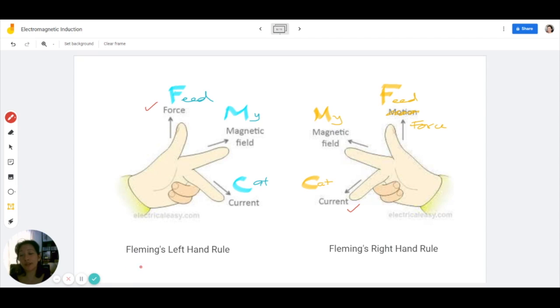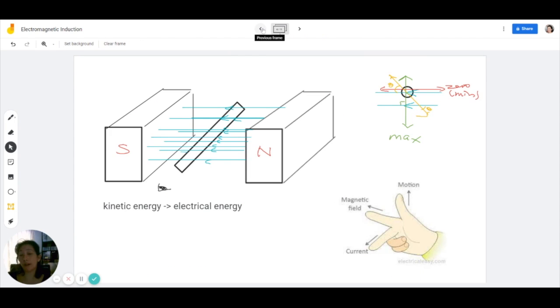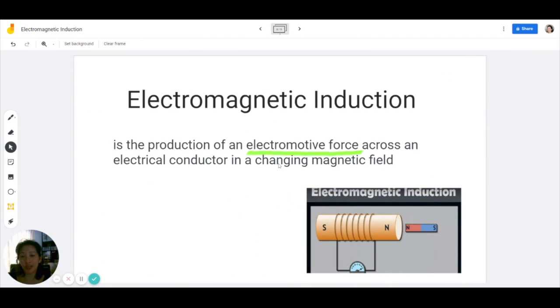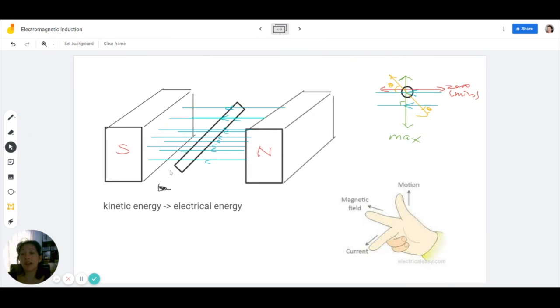Fleming's left-hand rule, you use this in a circuit where there is a power supply, and you use Fleming's right-hand rule when there is no power supply provided, because in this case, the electromagnetic induction is the power supply. If we refer back to the definition of electromagnetic induction, the production of an electromotive force across an electrical conductor in a changing magnetic field. Here's the electrical conductor, and as we move it across a magnetic field, we're actually changing the magnetic flux. That's how current is induced inside the electrical conductor. Of course, in order for this to be useful current, we need to connect this wire to a complete circuit.